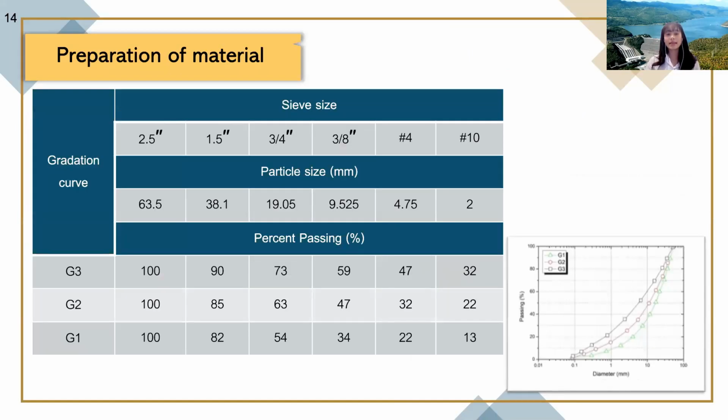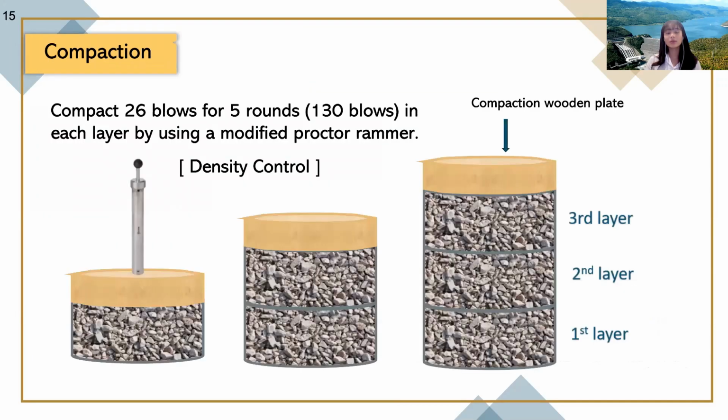The rock sample is sieved by using a laboratory sieve, which consists of 6 types of sieve. After the rock sample is wet and dry, weigh the rock by using the percent passing of rock in each type. The rock sample in each type will be mixed and divided into 3 equal portions. Put the first portion of the rock sample into the mold and cover with the compaction wooden plate, which helps to decrease the fracture of the rock while compacting.